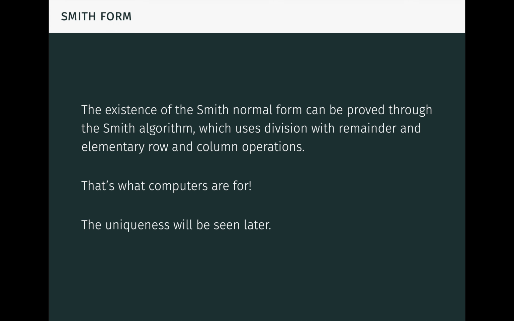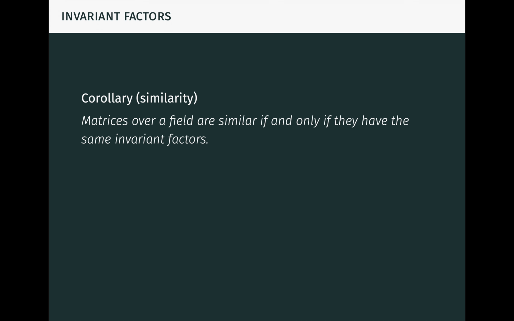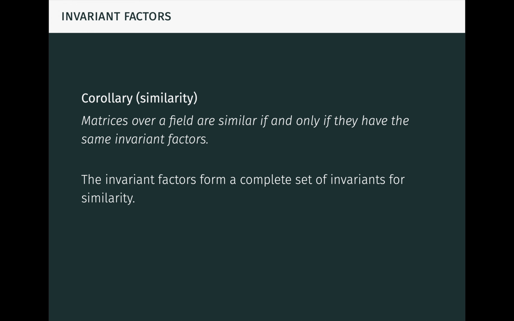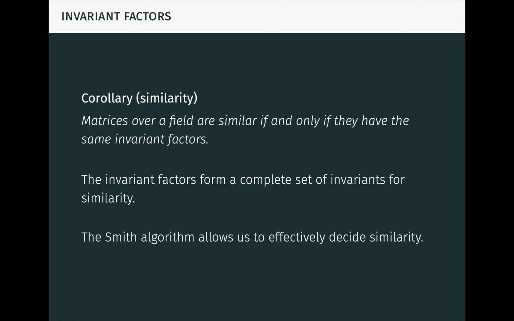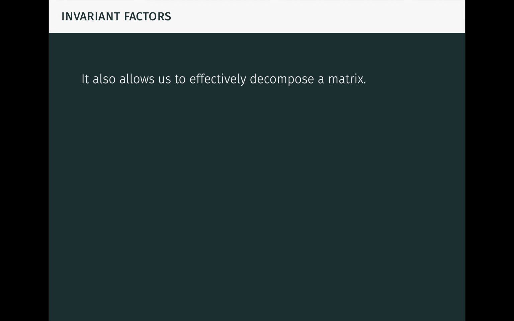Now, at this point we know that matrices over a field are similar if and only if their characteristic matrices are equivalent, which is true if and only if those characteristic matrices have the same Smith normal form. It follows that the matrices are similar if and only if they have the same invariant factors. This means that invariant factors form a complete set of invariants for similarity, hence their name. Since the Smith algorithm allows us to effectively compute invariant factors, it allows us to effectively decide similarity, which is cool. It also allows us to effectively decompose a matrix.